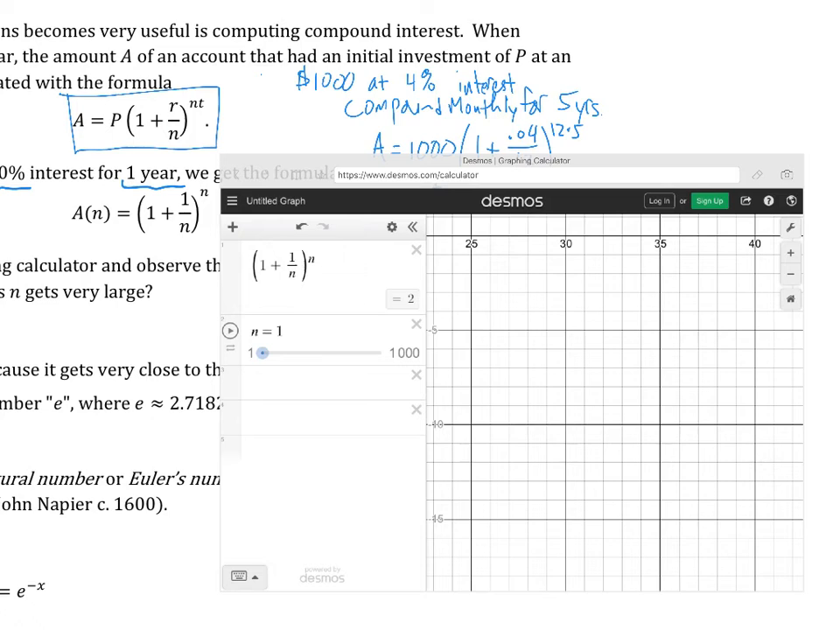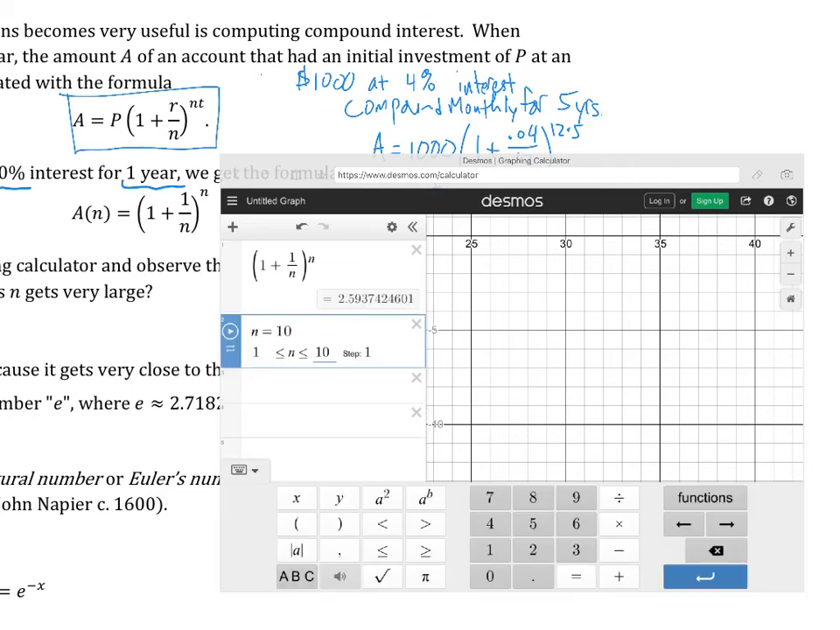So what happened is banks kept saying, well, I'll give it to you every day. Let's go to every day. So 365 times a year, you're going to get your interest rate, but only a little bit of it. You're going to walk away with $2.70. And then people say, I'll give it to you every second of the day. Let's just use our computers to calculate this.